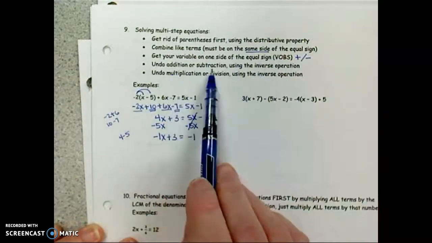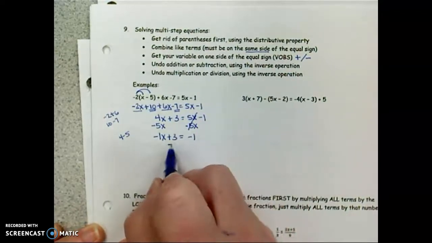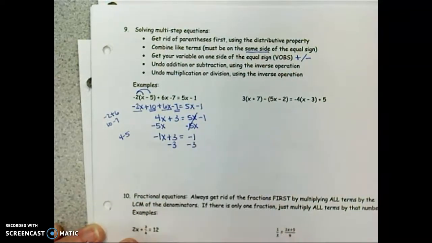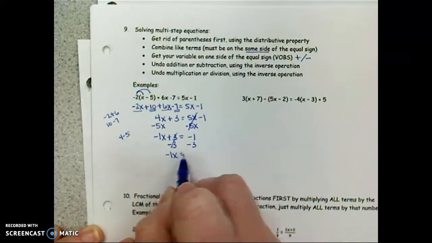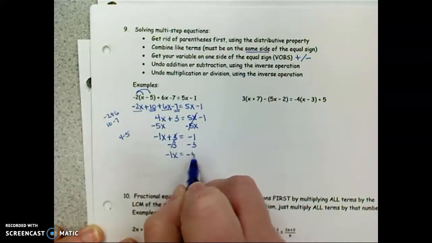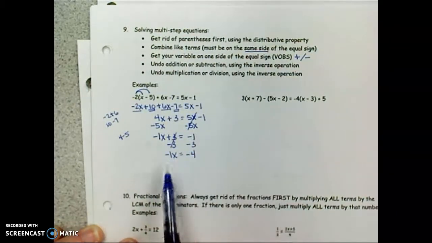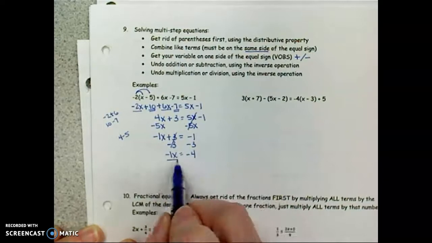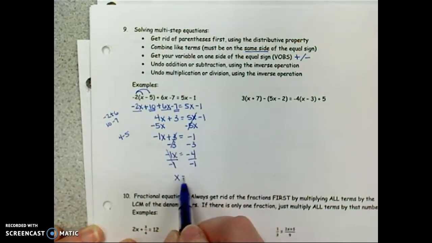Remember, you always undo the addition or subtraction first. So we're undoing addition using subtraction. So we're going to subtract 3 from both sides. So now we have negative 1x equals negative 1 minus 3 is negative 4. And then we undo the multiplication or division. This is multiplication, so we divide both sides by negative 1. So x equals negative 4 divided by negative 1 is positive 4.